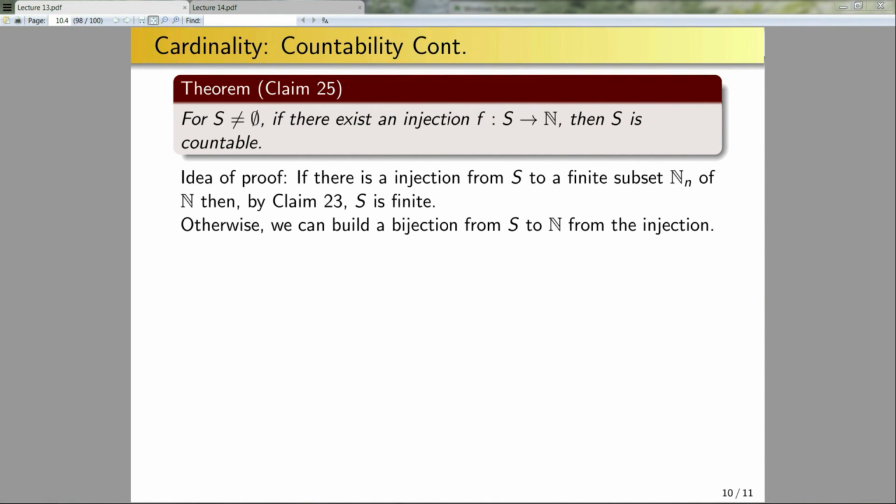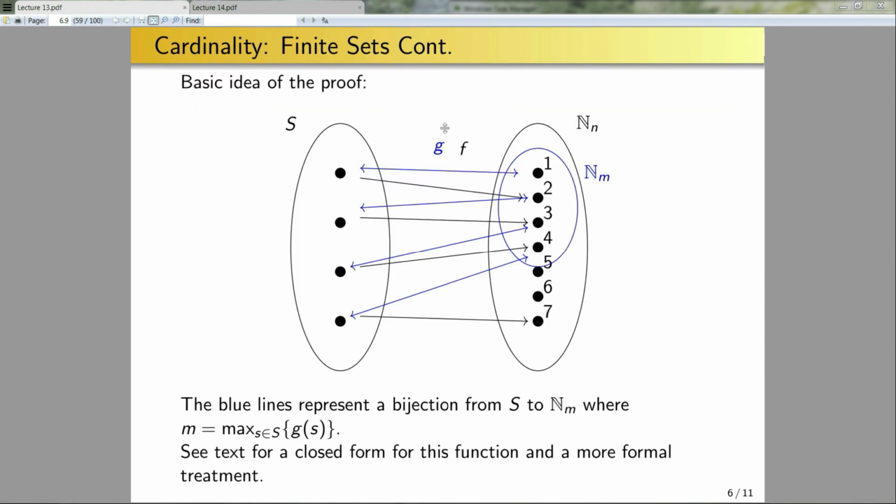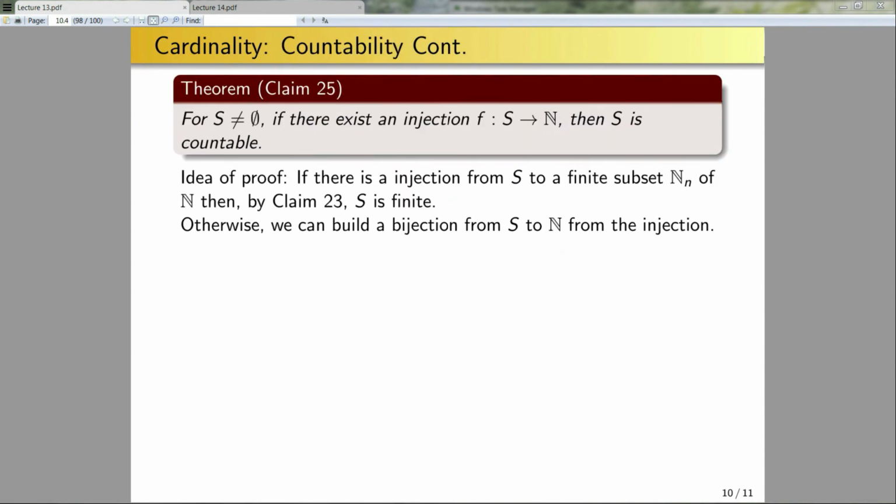Well, this is the idea that I've introduced once before and referred to for a different proof. I simply do this process here where I take the smallest element, map it to 1, and then in short order just keep mapping to the next integer. But for this case, since I'm dealing with all of N instead of N sub n, I keep repeating this process indefinitely. So that's the idea of the proof. For a formal proof, which isn't really that much more formal than this, see the text.